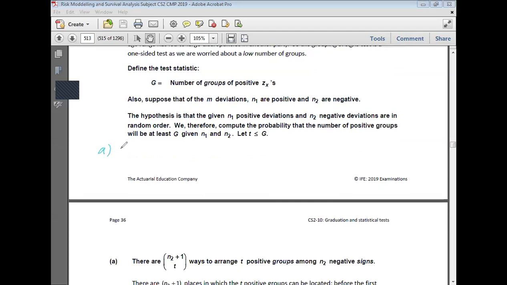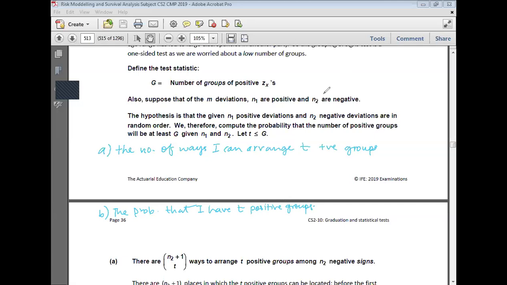So first I will look at the number of ways I can arrange T positive groups. And the second thing that I have a look at is the probability that I have T positive groups. So if I multiply these 2, I will get my numerator here.